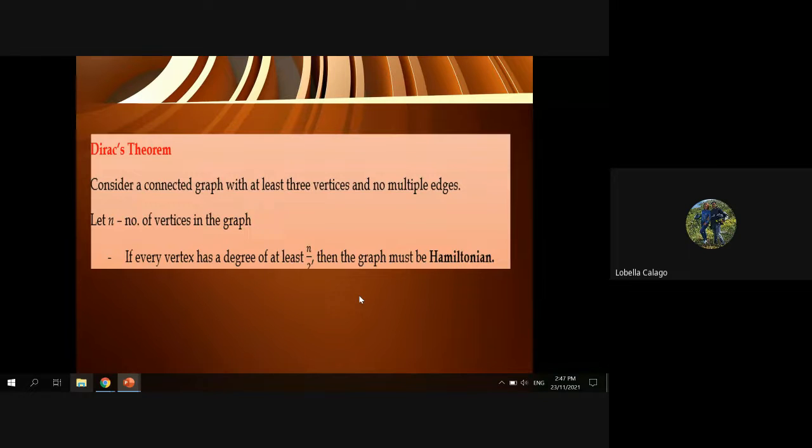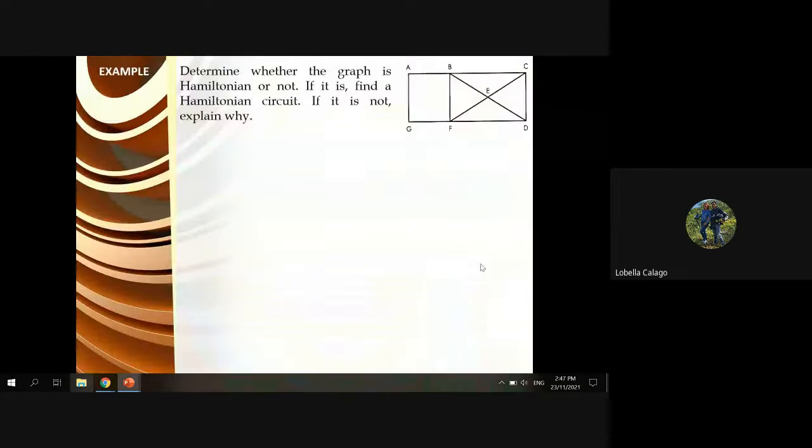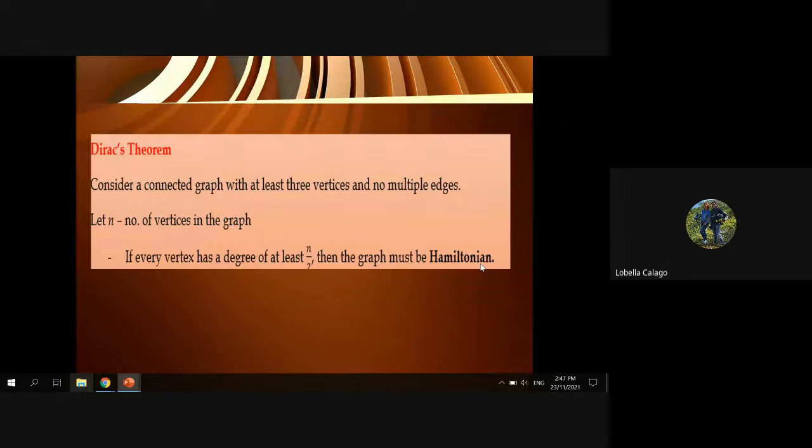So, under kay Hamiltonian, meron po tayong Dirac's theorem. Ang sinabi kay Dirac's theorem, let n be the number of vertices in the graph. If every vertex has a degree of at least n divided by 2, then the graph must be Hamiltonian. So, paano natin malaman na Hamiltonian siya? We will use the Dirac's theorem, wherein if the degree is exactly or at least n divided by 2, then the graph must be Hamiltonian.